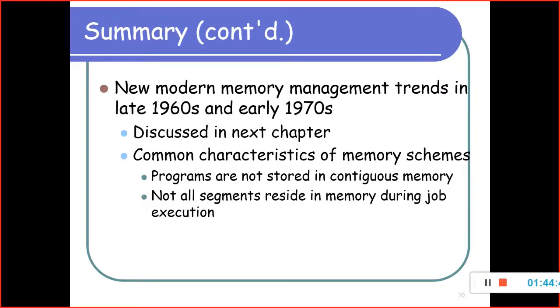So this is the next class. Programs are not stored in contiguous memory, nor as a single assignment during job execution. So they have a cache memory and such. That's why we have cache memory, so that the processor doesn't need to go to the main memory, it goes to the cache memory to make it faster.